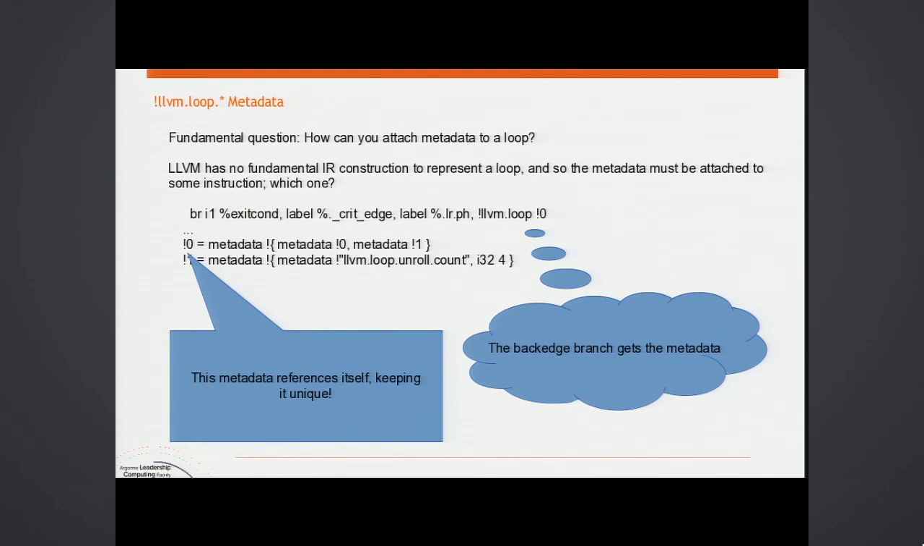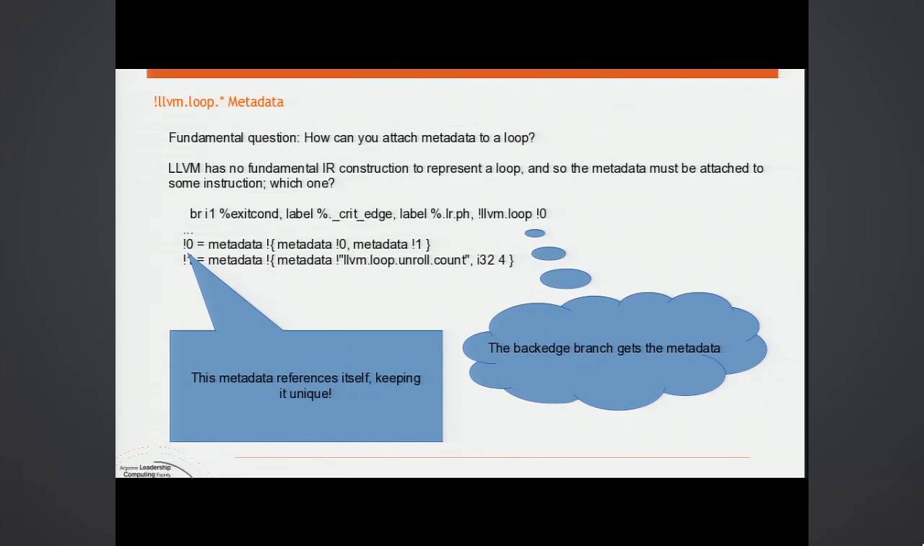And I do want to point out one thing in this example, because it is relevant later. If you have this first metadata entry here, it says !0. If you noticed, the metadata itself is a list of metadata references, and the first metadata reference is itself. Now, it's sort of an odd thing, and this is used in TBAA also. It is the way that you create unique metadata in LLVM.